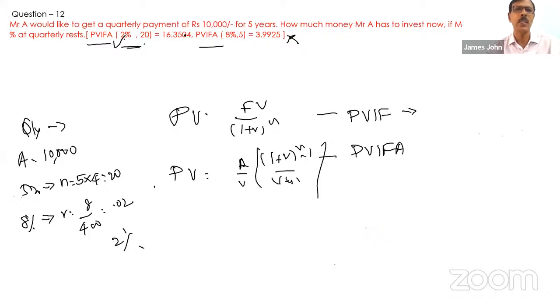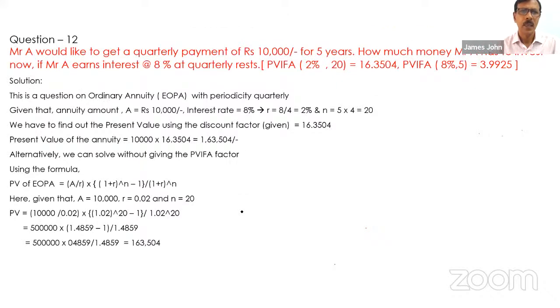So the value is 10,000. What is the present value? 16.3504 into 10,000. That is the present value, 1,63,504. I have done it both ways. Using the factor I got 1,63,504, and using the formula also I got the same answer. So even without using that factor, you can use the formula and get the present value.